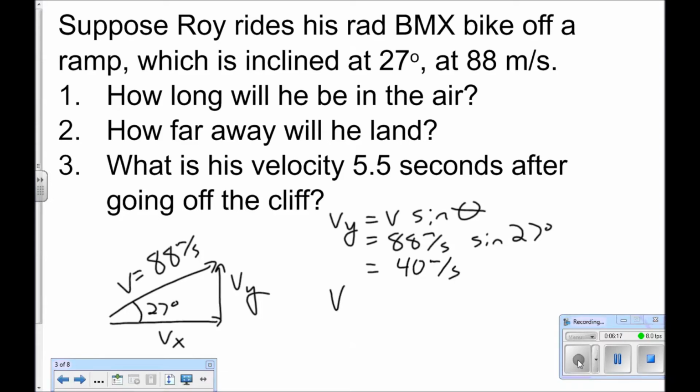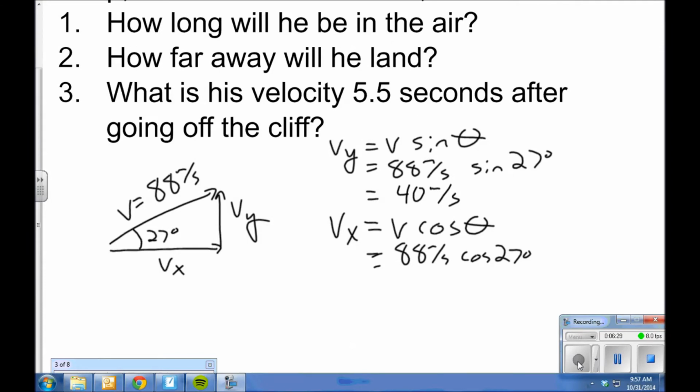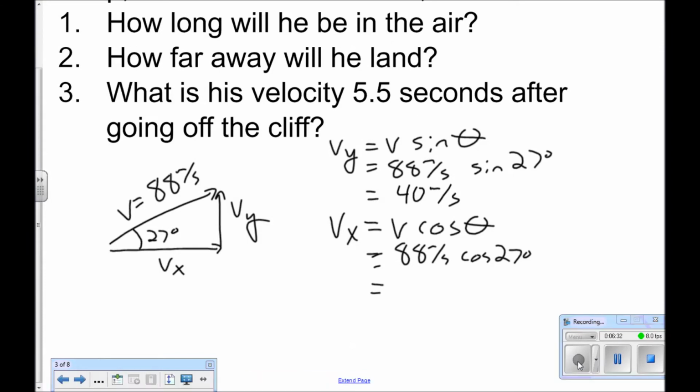And then similarly, if you find your Vx, do V times the cosine of your angle. So it's 88 meters a second times the cosine of 27 degrees. Then that gives you 78.4 meters a second. All right, so put those in your drawings over here: 78.4 meters a second and 40 meters a second.